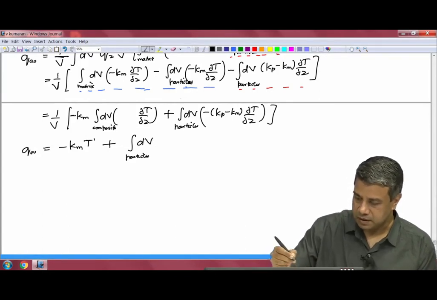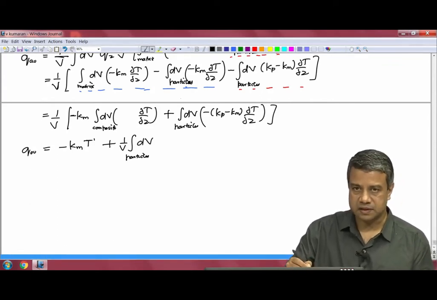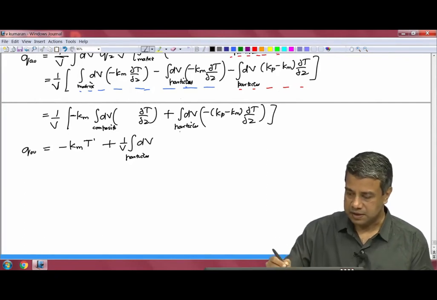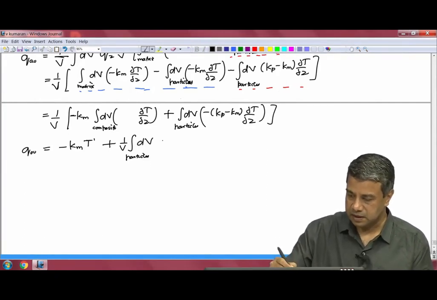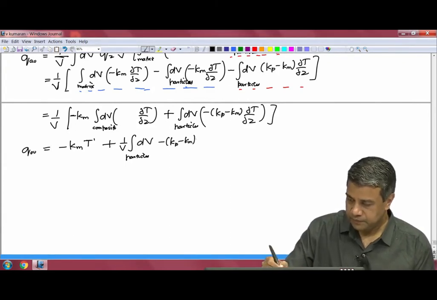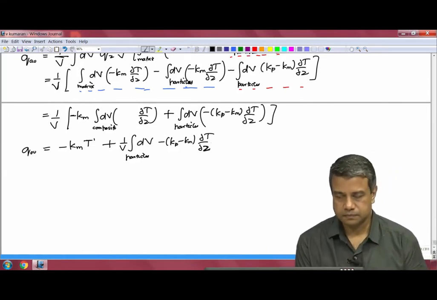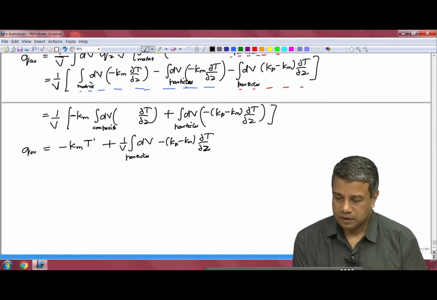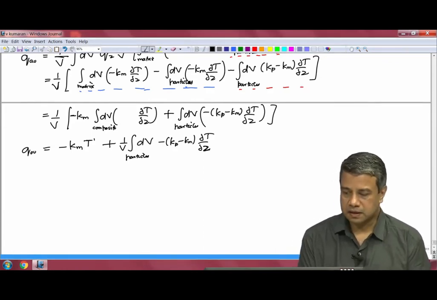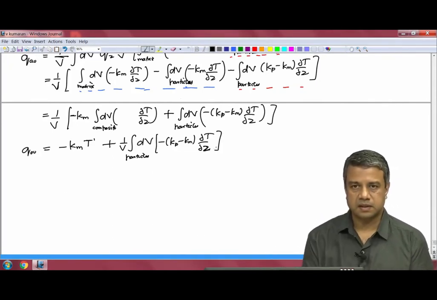And then the second term is an integral over the particles dV, and I have a 1 over V here. Note that 1 over V times the integral over the volume is the average temperature gradient, and in the second term I have 1 over V multiplying it, and I have minus of (Kp minus Km). So, this second term is an integral over all the particles.